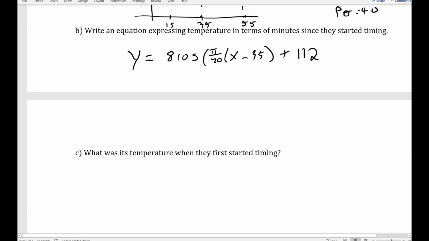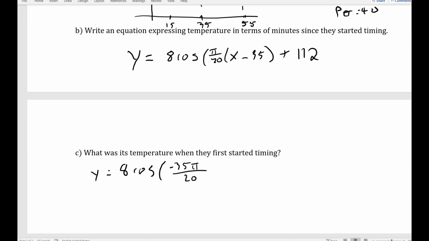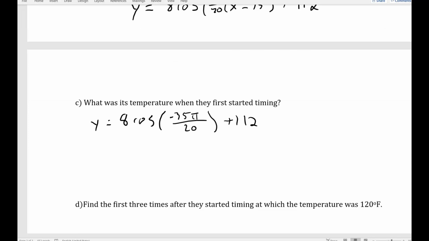Okay, so now once you get that, this is maybe the harder part, the questions. What was its temperature when they first started timing? The temperature when we first started timing just means that the time is 0. So you would just plug in 0 for x. That would leave me with negative 35 pi over 20 plus 112. When I plug that into my calculator, I get 117.7 degrees.